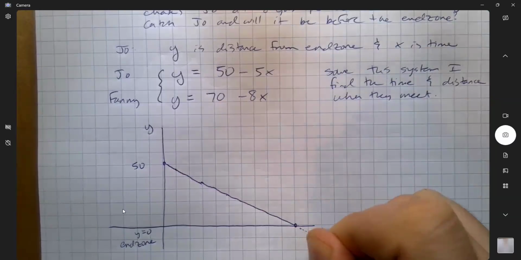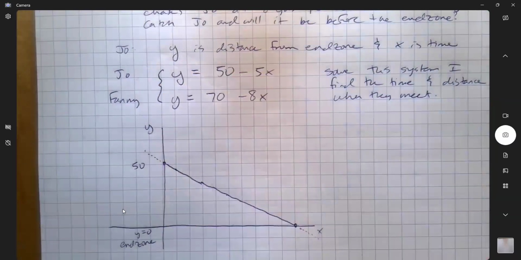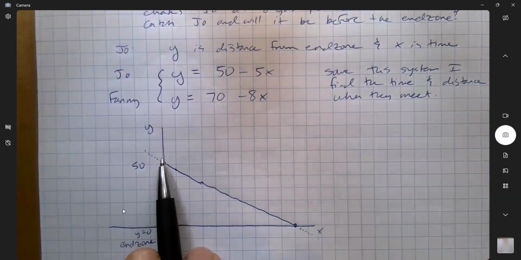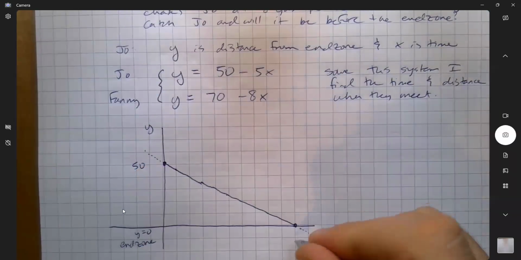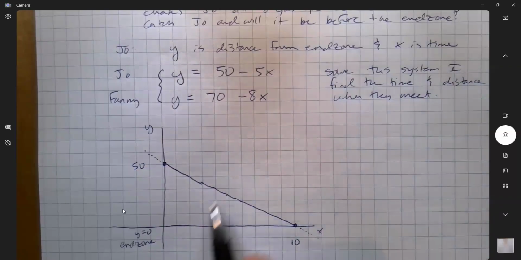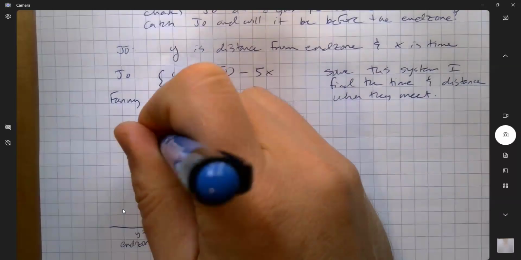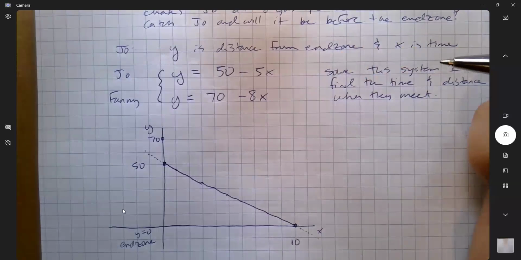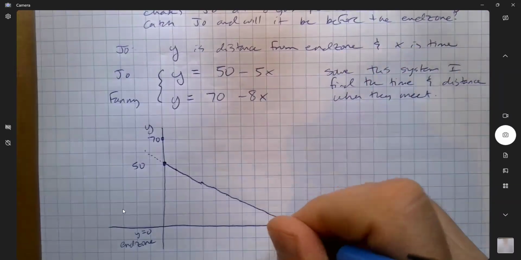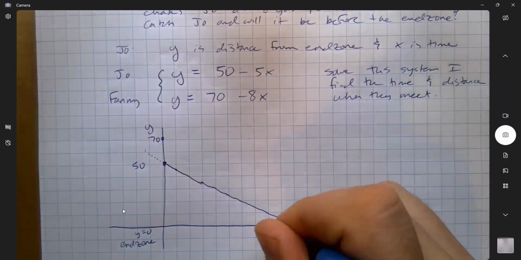I could keep drawing these lines, but let's keep in mind this is a real situation, and we're not counting before Joe caught the ball, and we're also not going to count once Joe gets to the end zone. So I can basically just draw the line segment that goes from here to here. It should take Joe 10 seconds, because 50 minus 10 times 5 is 0. 4, 5, 6. Okay, good. And then Fanny starts here at 70 and runs a distance of 8 yards every second, which is going to take Fanny just a little under 9 seconds to get down to 0.